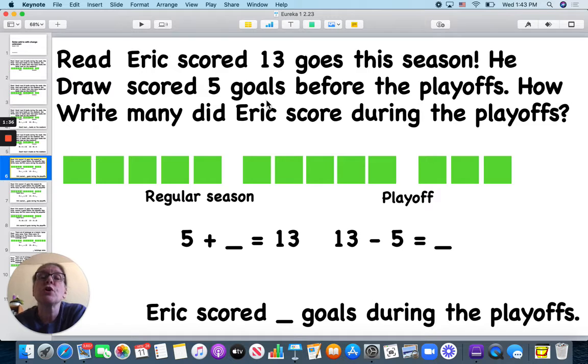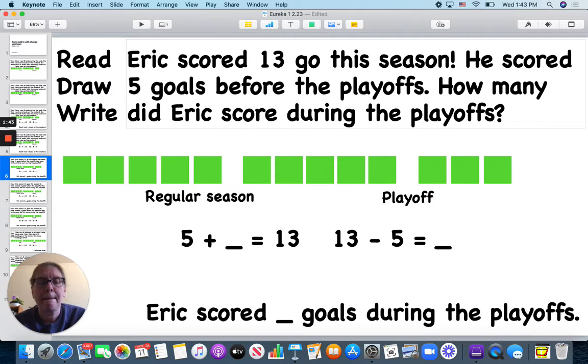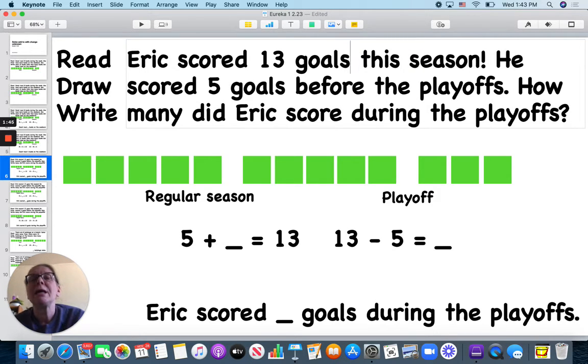Eric scored 13 goals. Let's change that. This season, he scored 5 goals before the playoffs. How many did Eric score during the playoffs?